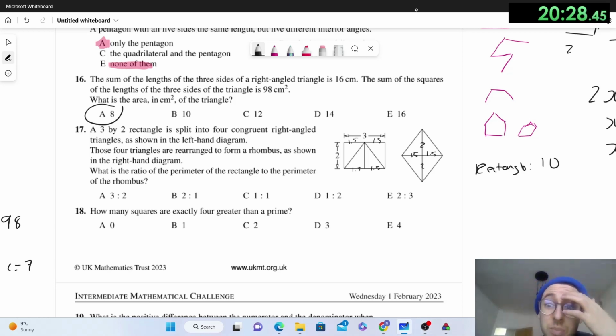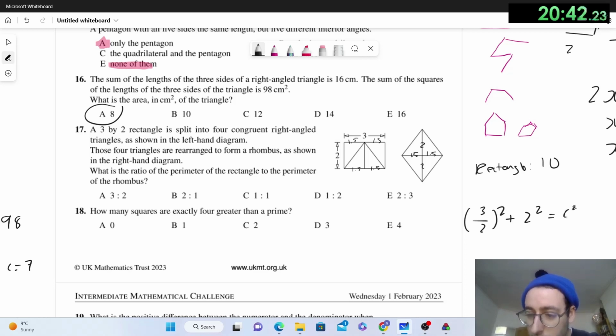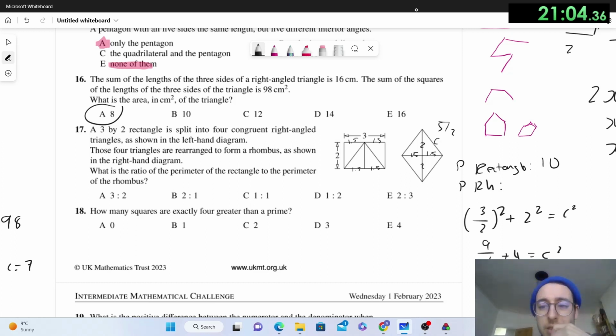I mean, just Pythagoras, right? There's probably a clever way of doing it, but I'm just going to do Pythagoras. 3 over 2 squared plus 2 squared equals c squared, where this is c. So 9 over 4 plus 4 equals c squared. 4 is 16 over 4, so we've got 25 over 4 equals c squared, so c equals 5 over 2. The perimeter of the rhombus is 5 over 2 times 4, which is 10. Wait, what? They're the same.